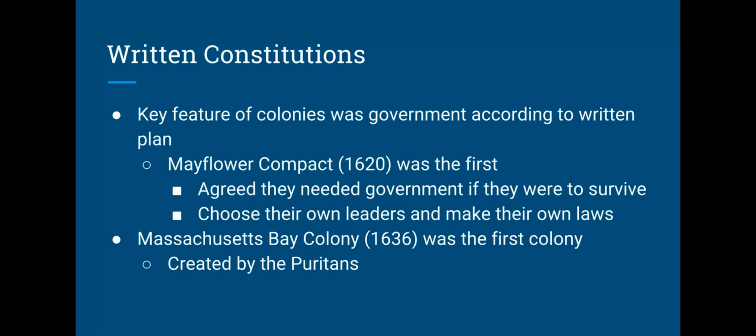In doing so, the Massachusetts Bay Colony was created 16 years later, and it was really the first colony. It was created by the Puritans, but this precedent of written plans of government or written constitutions was instituted with the Mayflower Compact.